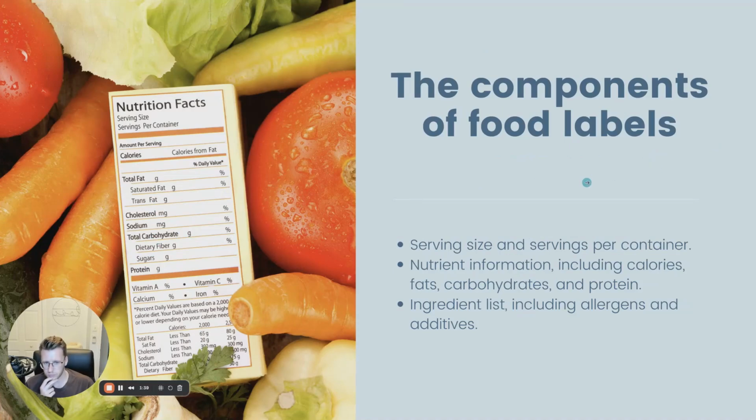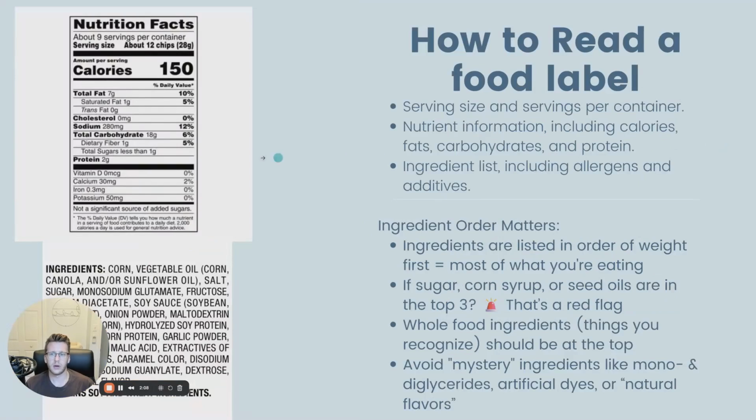So, components of a food label, right? Serving size and servings per container, calories, then it's going to list off your total amount of fat, saturated and trans fat. Trans fat's terrible for you. Saturated fat, not the greatest for you. Total fat, cholesterol, sodium, carbohydrates, protein, sugars. We want to be aware of how much sugar is in here. And then it's going to list off the ingredients.